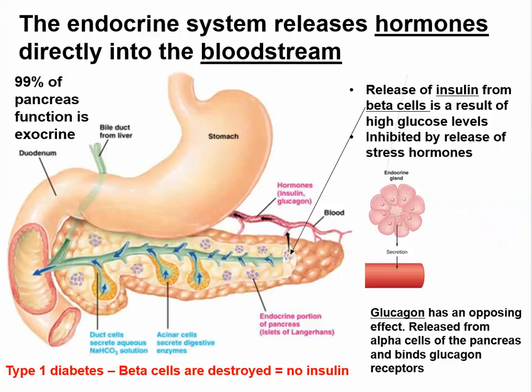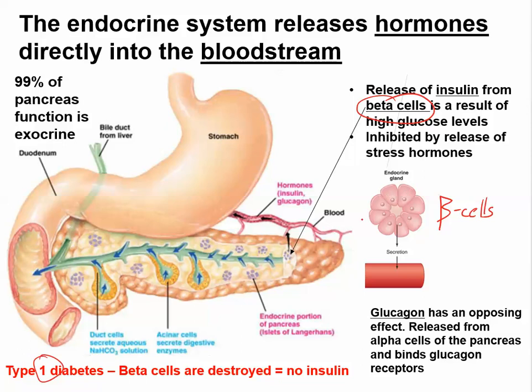Okay, so if we back up and we look, remember, because insulin is actually pretty important, especially if you're going into anything medical, because of type 1 and type 2 diabetes. Here we see type 1 diabetes. Well, insulin is being produced in these little cells. It's called the islets of Langerhans, but they're called beta cells. Okay, so beta cells, their job is to produce insulin.